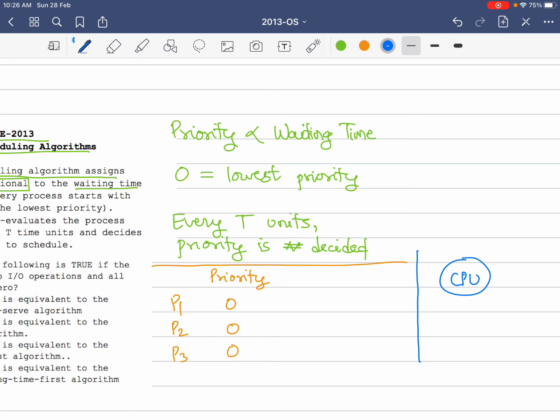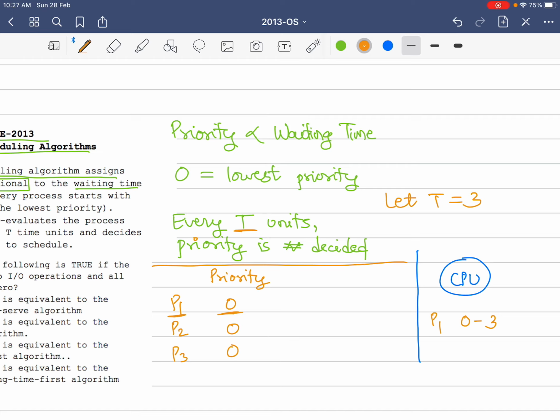Initially, when the ready queue starts, we are going to have P1, which will get assigned to the CPU. So P1 will come to CPU. It will spend time 0 to 3 seconds with the CPU. I missed one point. We are going to assume t is equal to 3 for this example. So after every 3 units, the priority will be re-evaluated.